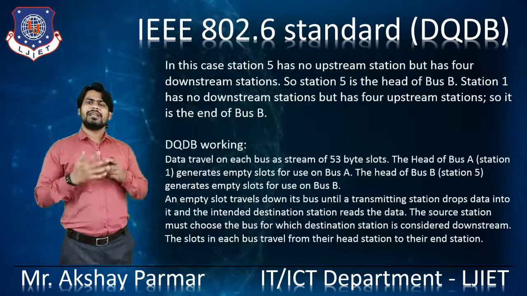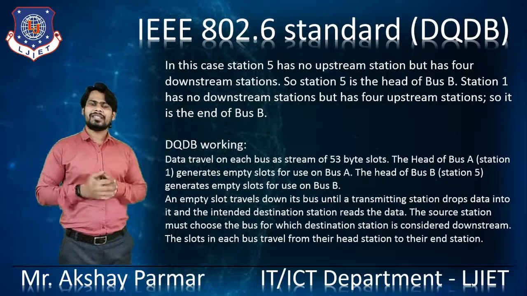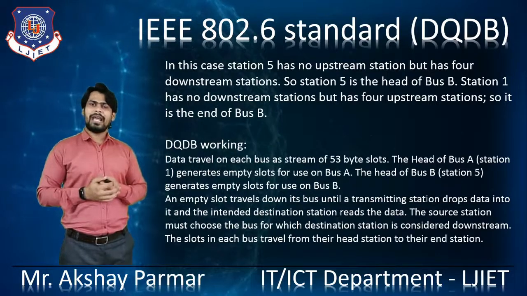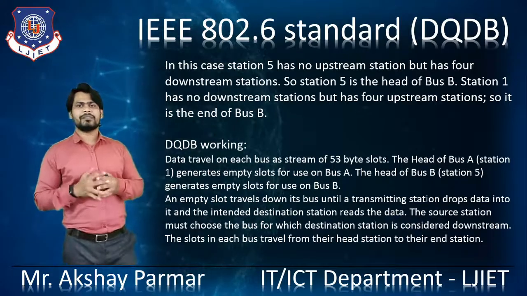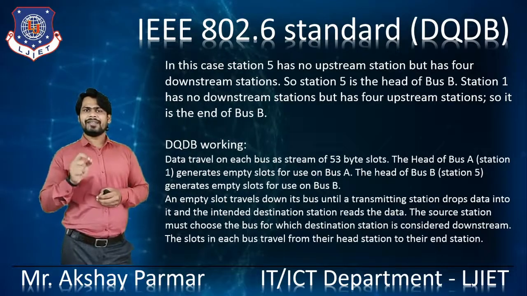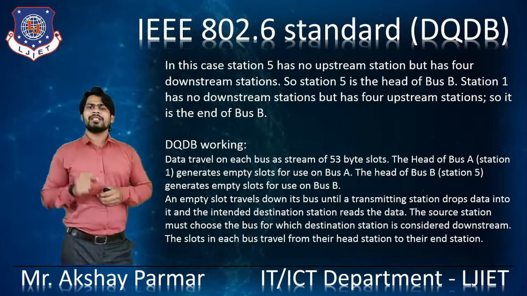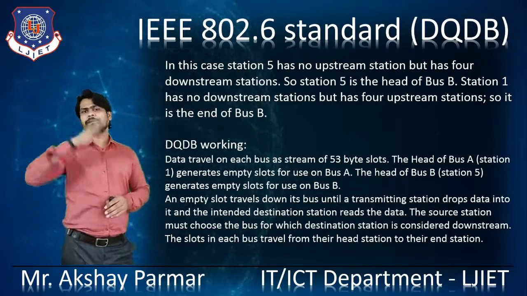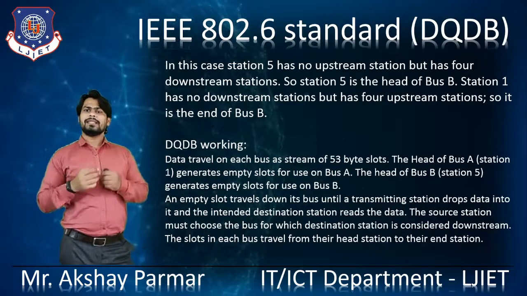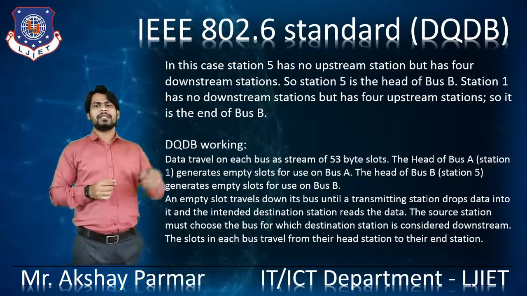After that, in this case, station 5 has no upstream station but has 4 downstream stations in the context of bus B. So station 5 is the head of bus B. Station 1 has no downstream station but has 4 upstream stations. So it is the end of bus B, right?